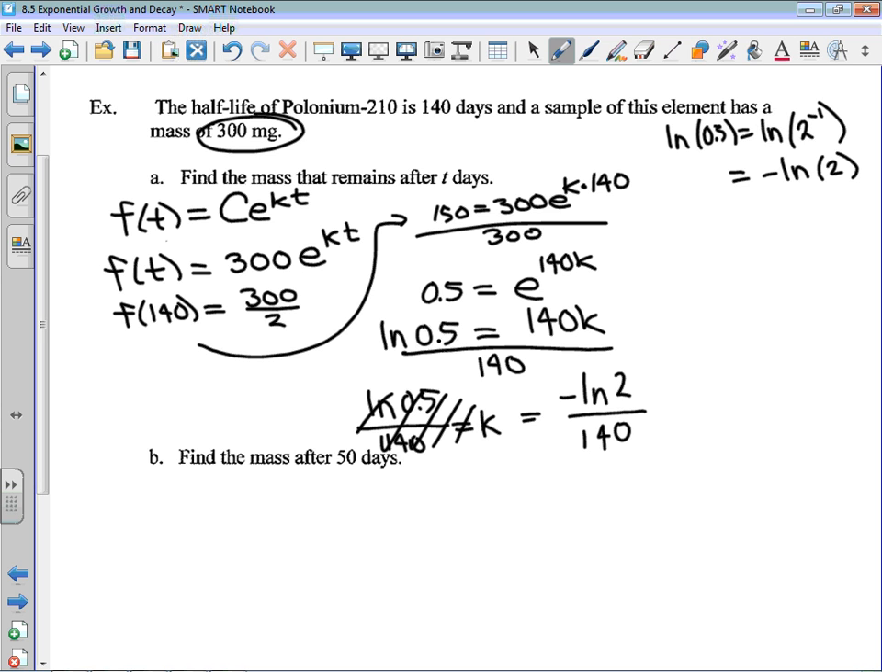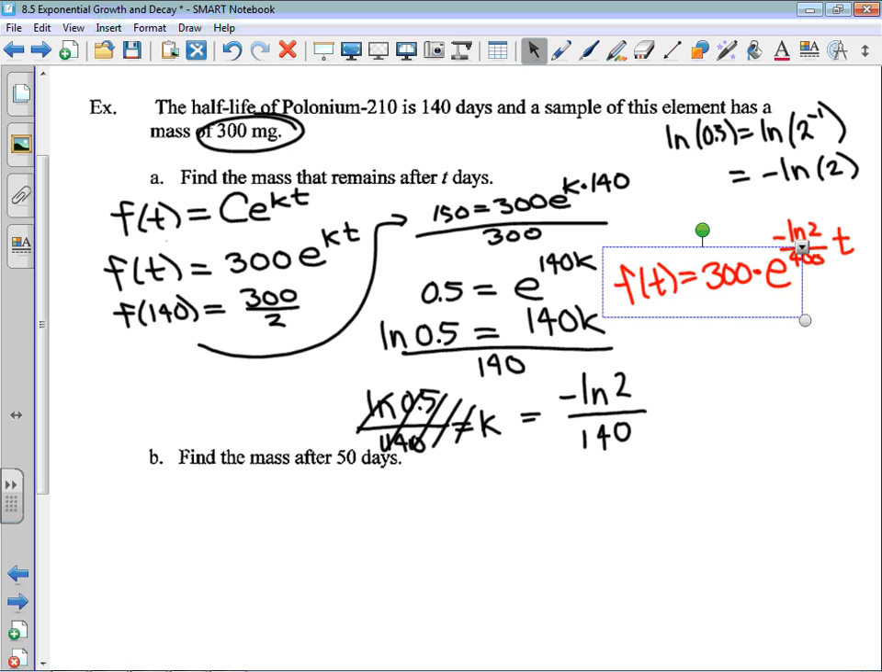So f of t, let me use a different color here. f of t will be 300 times e to the power of the negative natural log of 2 over 140 times the time. You are going to find that a lot of these exponential growth and decay functions can get a little bit ugly like that, but it is a very big benefit to be able to identify where all the values have come from.